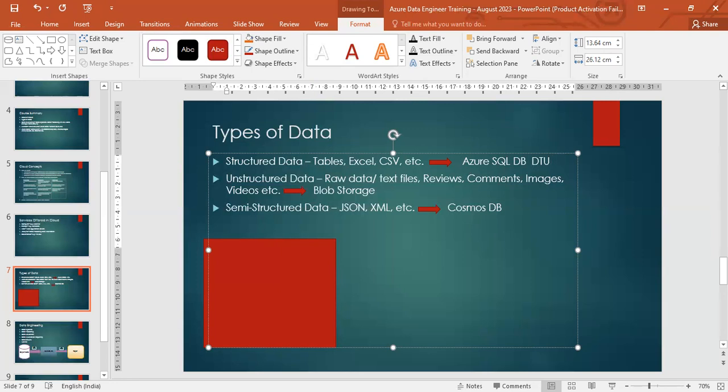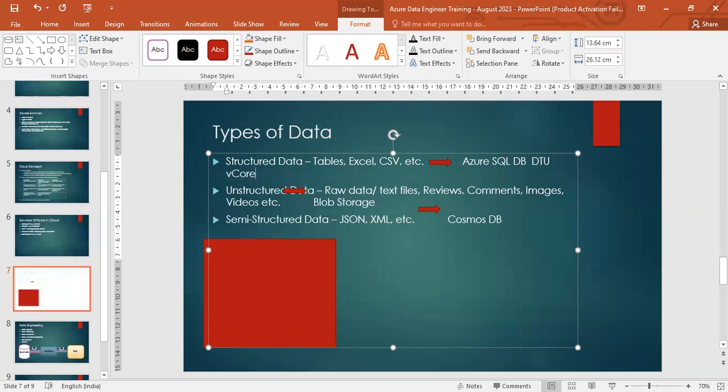DTUs and vCores are the CPUs, I think, right? Yeah, vCores are also CPU. Yeah, both are CPUs. That is not storage, DTU and vCores. That is processing capability. It is data throughput unit, actually. I remember now, throughput unit, meaning how fast the data will be processed if you select that, like on-prem.